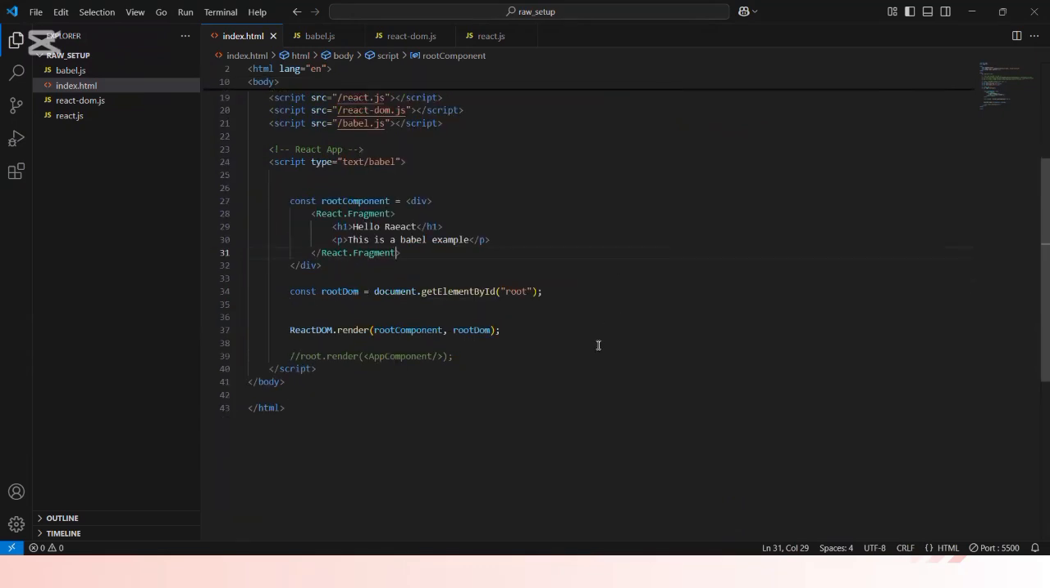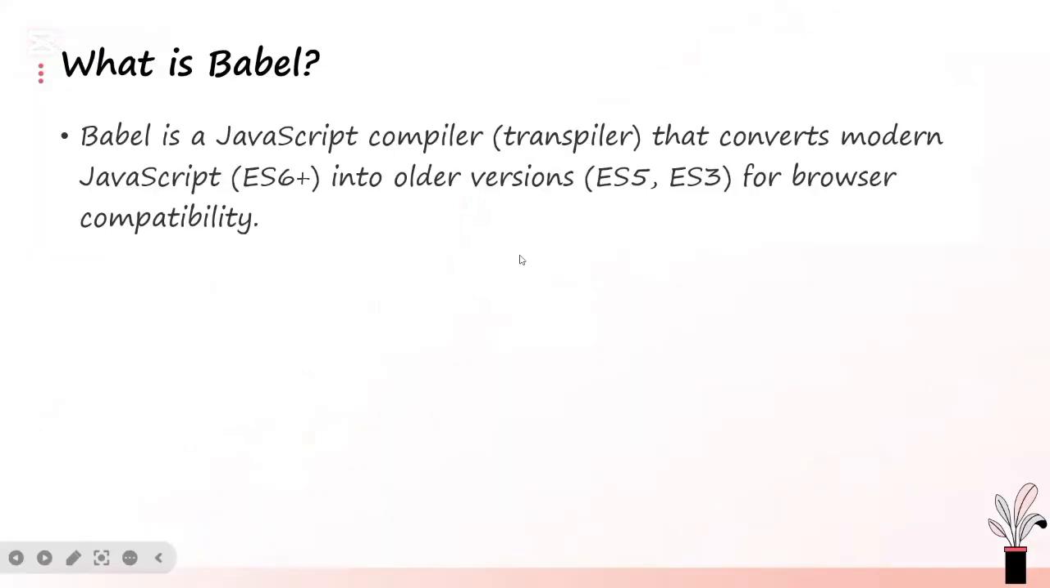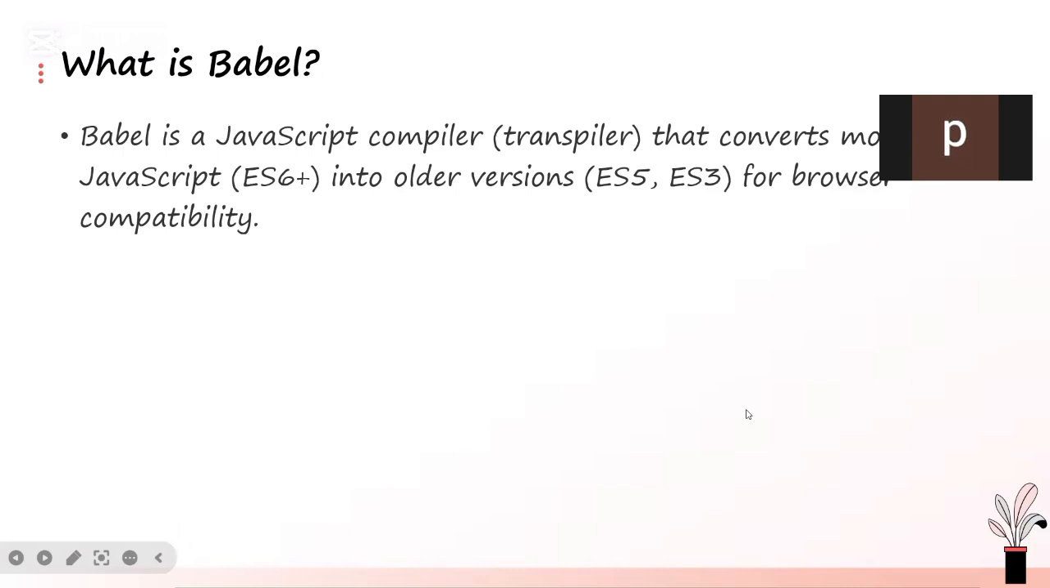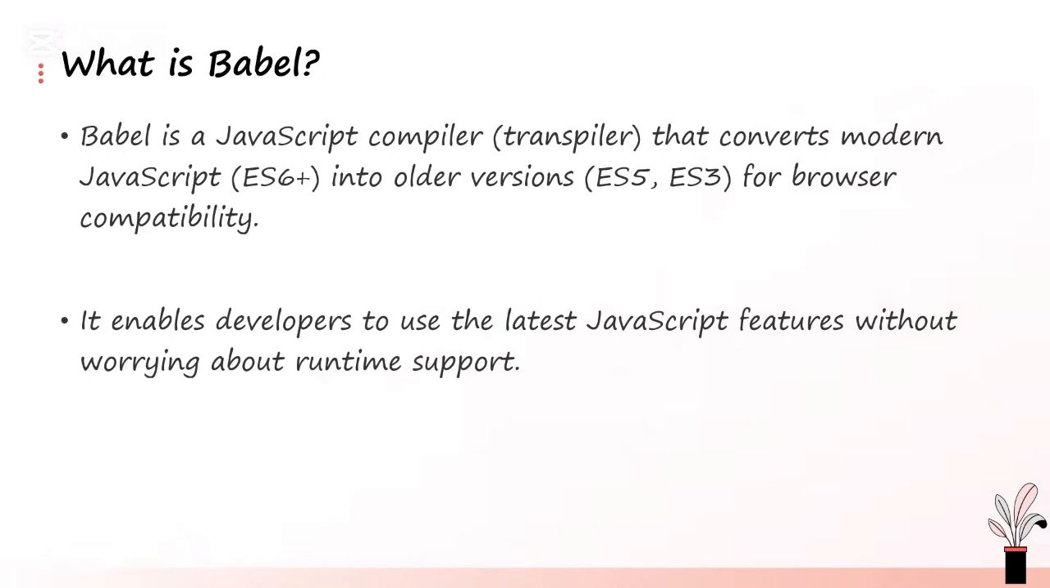Okay, so let's go to the slide. What is Babel? Basically, Babel is a JavaScript compiler or transpiler that converts modern JavaScript into older versions for browser compatibility. Now, let me explain. With older browsers, some of the new features of new versions of JavaScript have not been implemented by most of the browsers.